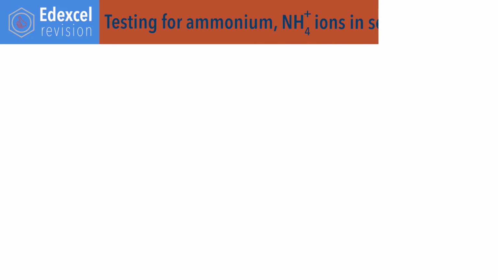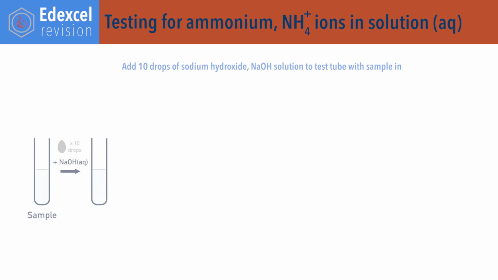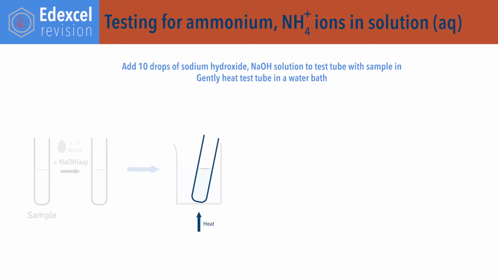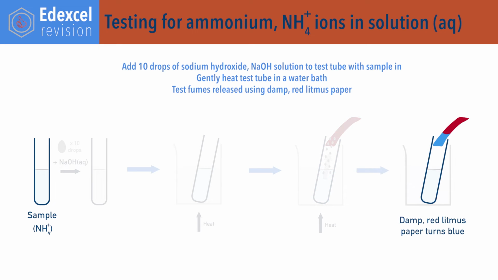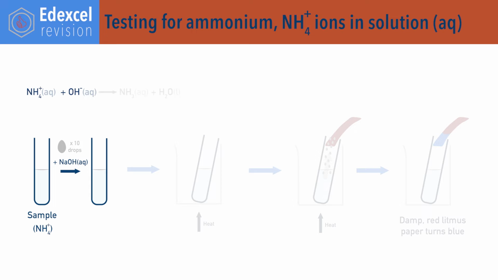Ammonium ions can be identified using sodium hydroxide and damp red litmus paper. Approximately 10 drops of sodium hydroxide solution is added to the sample in a test tube and the test tube gently heated in a water bath. Any fumes produced are tested using damp red litmus paper. If ammonium ions are present in the sample solution, the damp red litmus paper will turn from a red to blue color. This test works on the basis that the sodium hydroxide added reacts with any ammonium ions in the sample, forming ammonia and water.